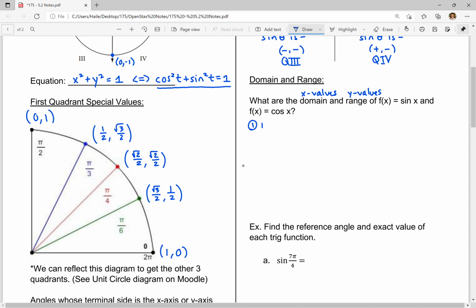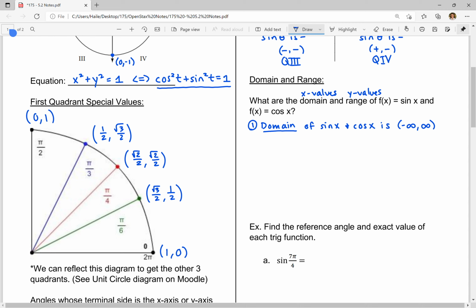So first, the domain of sine of x and cosine of x must be all real numbers. So we're going to say negative infinity to infinity, and this is just interval notation, so hopefully you've seen interval notation before. If you need help with that or you haven't seen it before, please talk to me, send me an email, and we'll get through it.